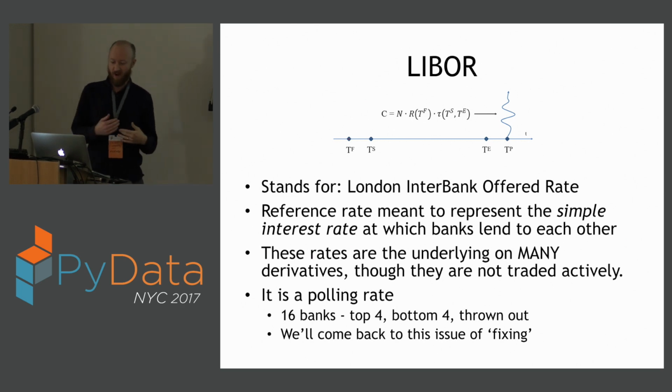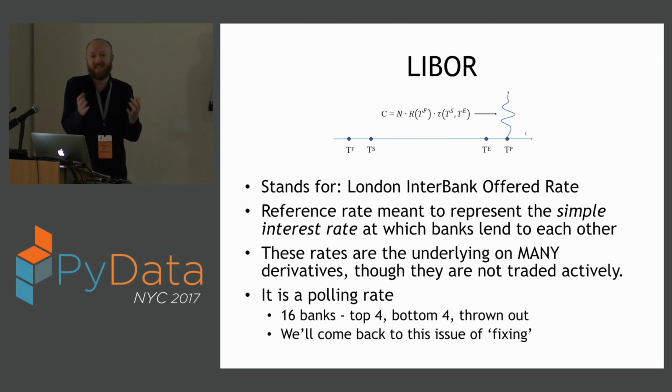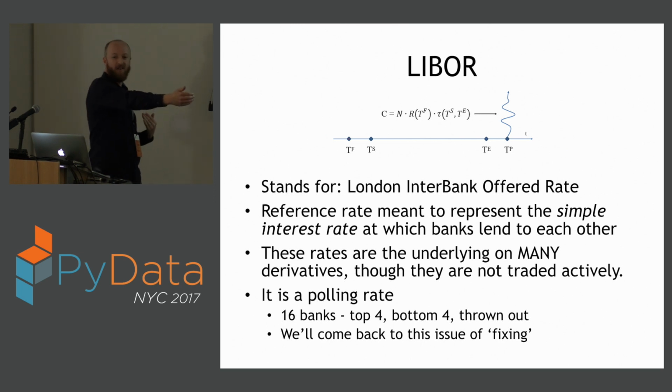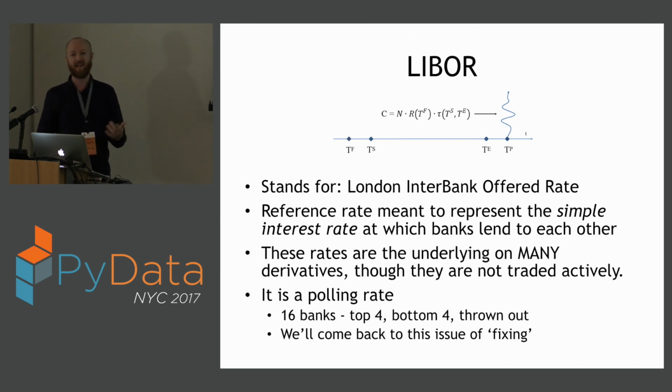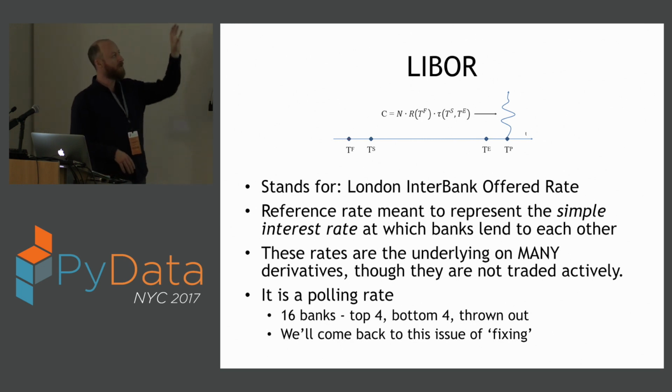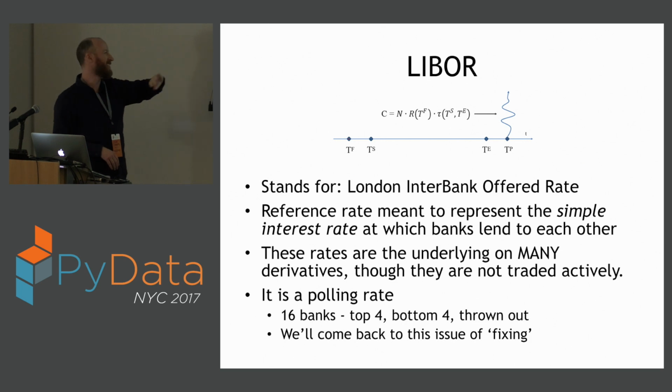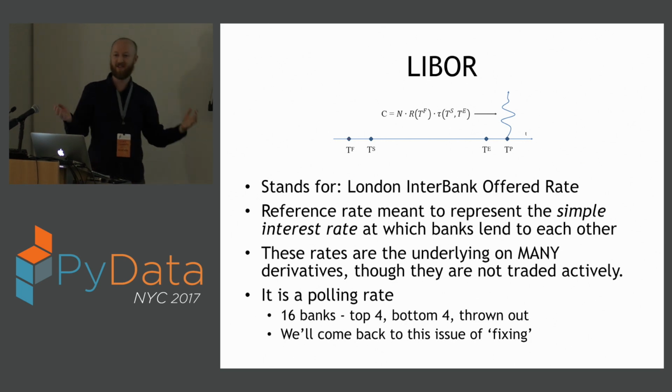And so this is a polling rate that banks come up with, which gives a sense of, if we're going to lend money to you for some fixed term, 3 months or 6 months, what is the value that you would lend it at? Now, although all the derivatives are based upon this rate, it actually isn't traded actively at all.